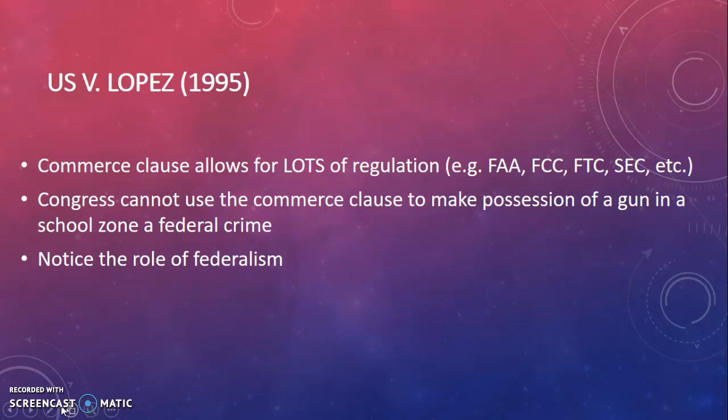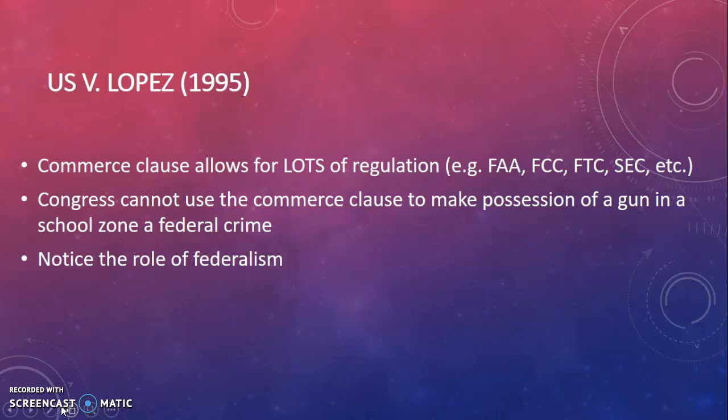Another case that happens in 1995, this one dealing with the Commerce Clause. And the Commerce Clause has also been a major clause that has allowed the national government to expand its power over the states quite considerably. It allows for lots of regulation. If you fly in the air, the FAA. If you watch television, it's regulated by the FCC and so forth. You have also the FTC, SEC, so many different bureaucratic agencies that regulate a lot of different types of commerce.